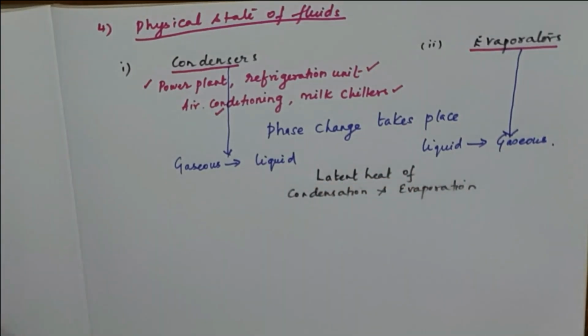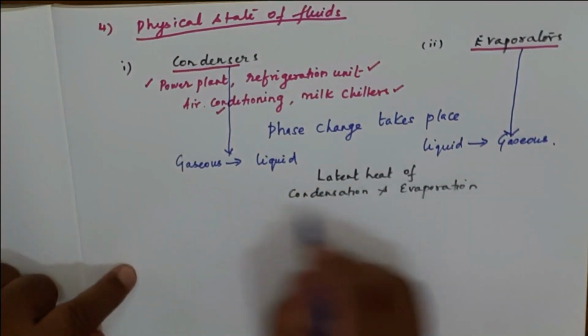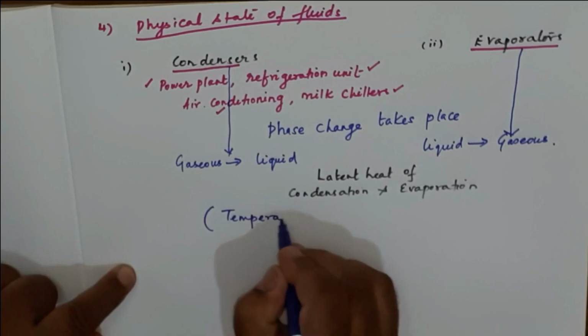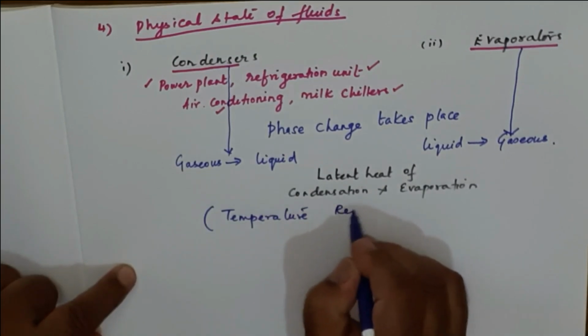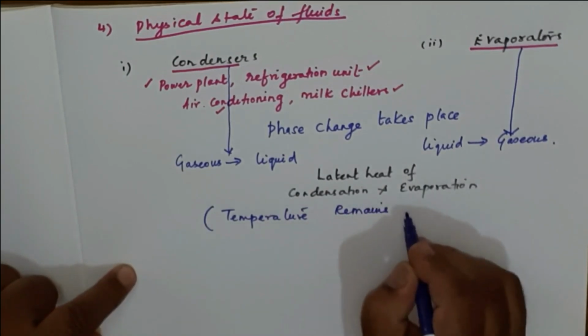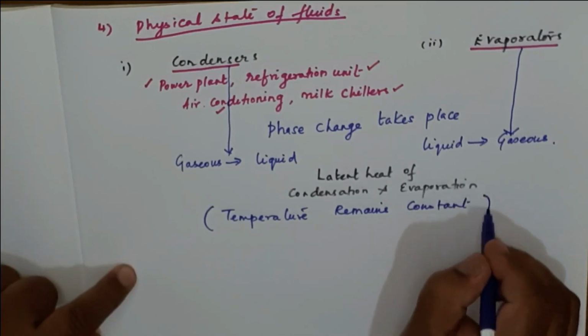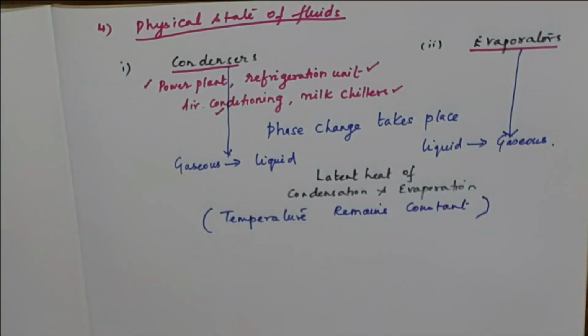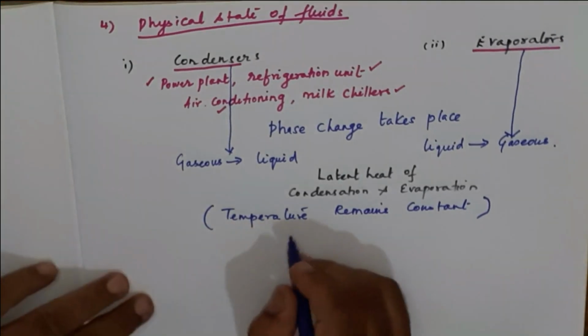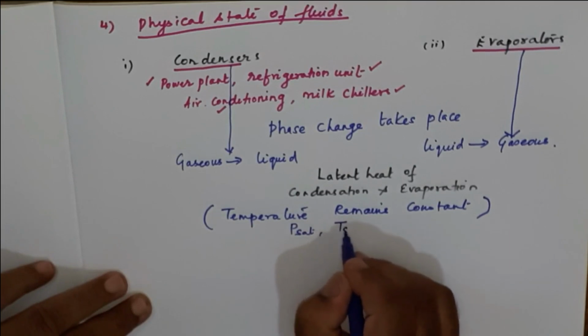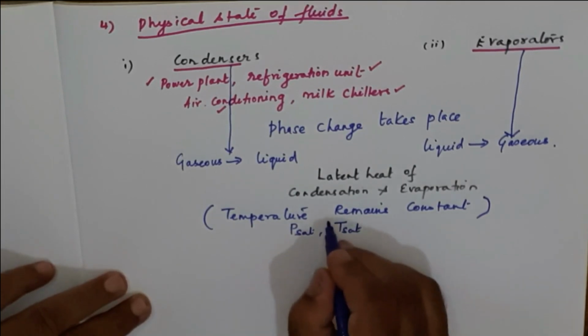So you know that during latent heat of condensation and evaporation, the temperature remains constant. Temperature remains constant during the phase change process. At that particular saturation pressure, the saturation temperature is constant, and it is vice versa.